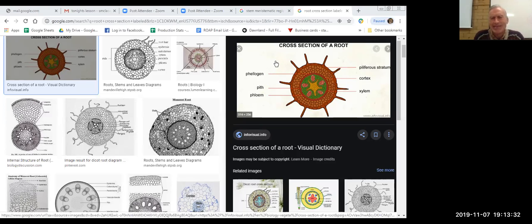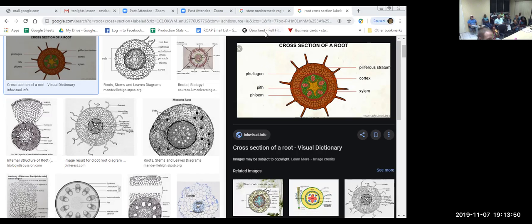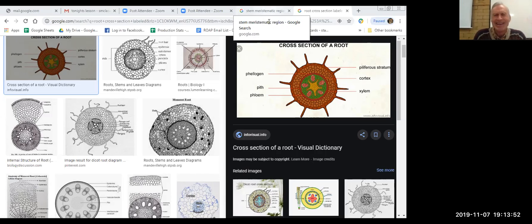So here's a cross section of the root, and the green stuff is the pith. Can you see that? Yes. Pith, P-I-T-H. Look it up. Nailed it, Steve. Nice work.